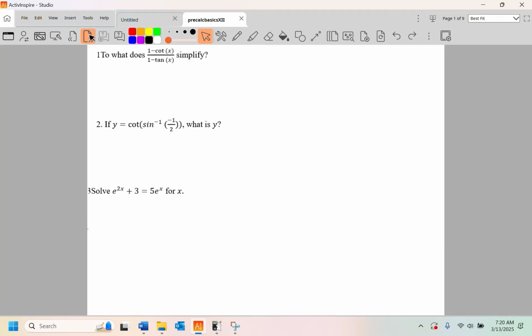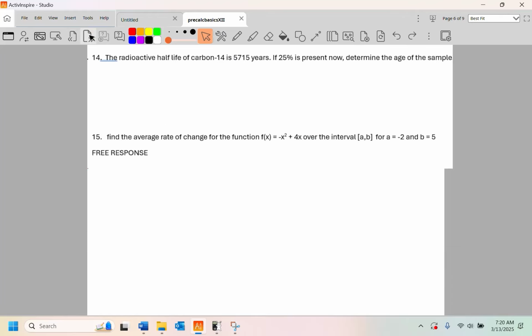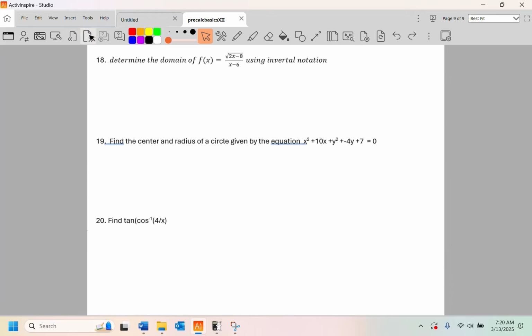All right, precalc basics XII. That's number 12. I'm going to work it backwards. Find the tangent of the arc cosine of 4 over x.